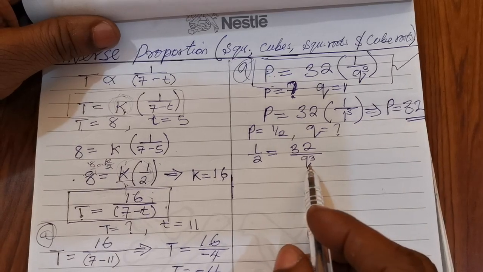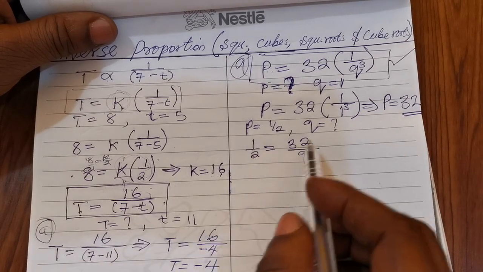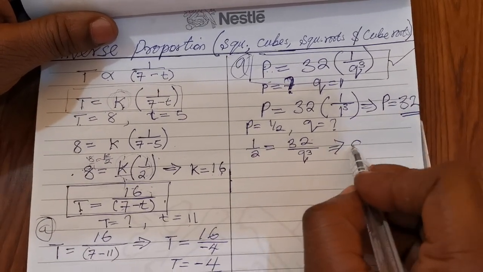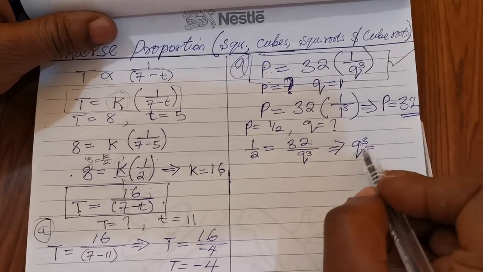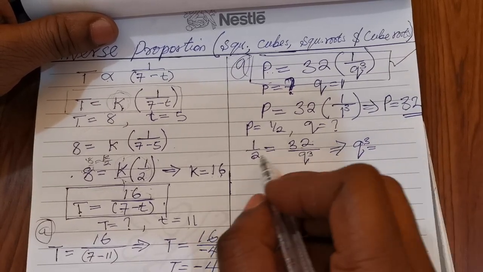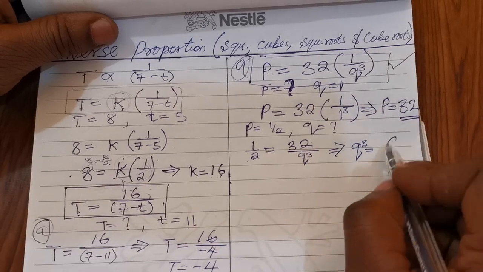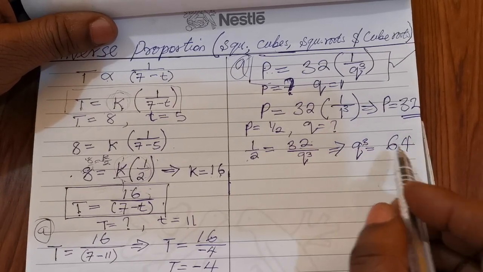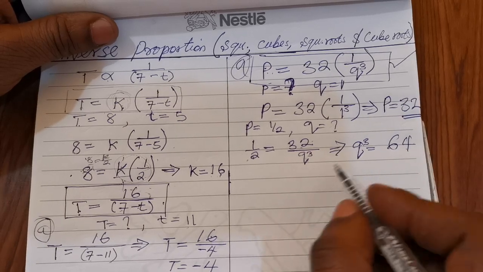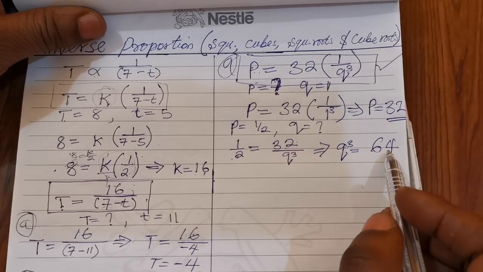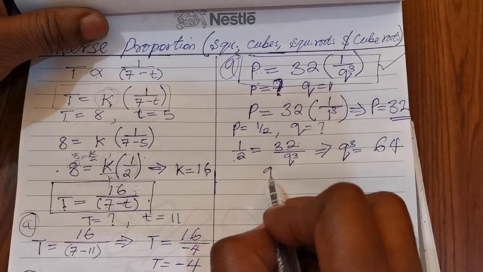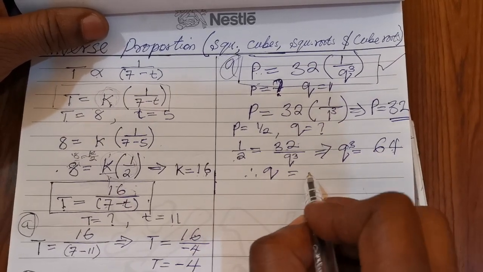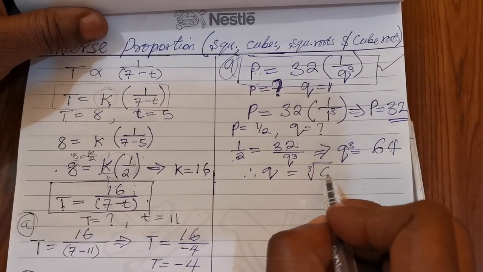So if I cross multiply this times this and this times this, that means that my Q raised to the power 3 will give me 32 times 2, and 32 times 2 gives me 64. So I have Q raised to the power 3 equal to 64. For me to find my Q, I'm going to look for the cube root of 64.